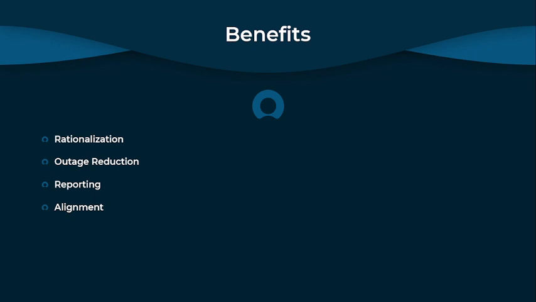CSDM facilitates alignment between IT services and business objectives by providing a structured framework for mapping IT assets, services, and processes to business capabilities and outcomes. By clearly defining the relationship between IT components and business services, organizations can prioritize IT investments and initiatives based on their impact on business goals.